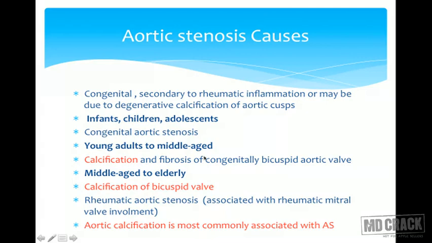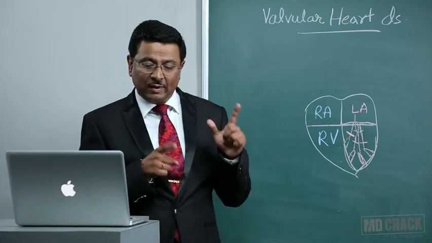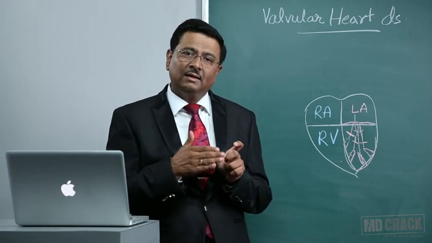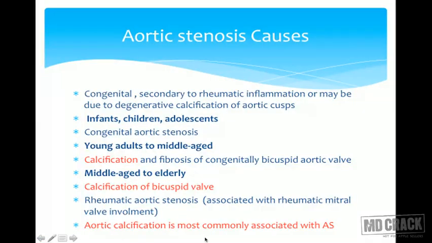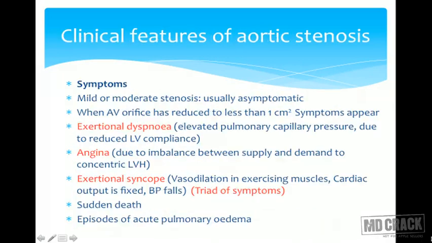In young adults to middle-aged people, calcification and fibrosis of a congenitally bicuspid aortic valve could be the reason. In middle-aged to elderly, we have calcification of bicuspid valve or rheumatic aortic stenosis, which is associated with rheumatic mitral valve involvement also. Importantly, please note, aortic calcification is most commonly associated with aortic stenosis. So wherever in the MCQ you find this word aortic calcification, you can think that the right answer could be aortic stenosis. So I repeat, aortic calcification is most commonly associated with aortic stenosis.